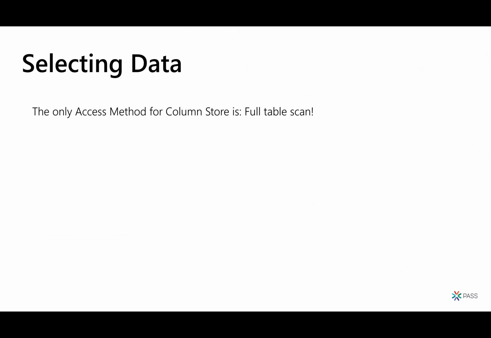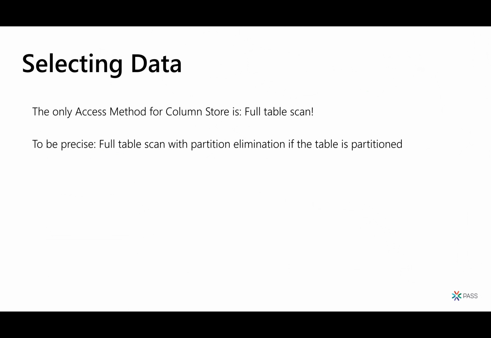Column store tables have one method. It's a full table scan. You need something from column store, it has to read the whole column store. Not the whole thing, so I'm kind of lying to you. To be precise, a full table scan with partition elimination. And this is why in the beginning I said you have to partition by something that's clever.